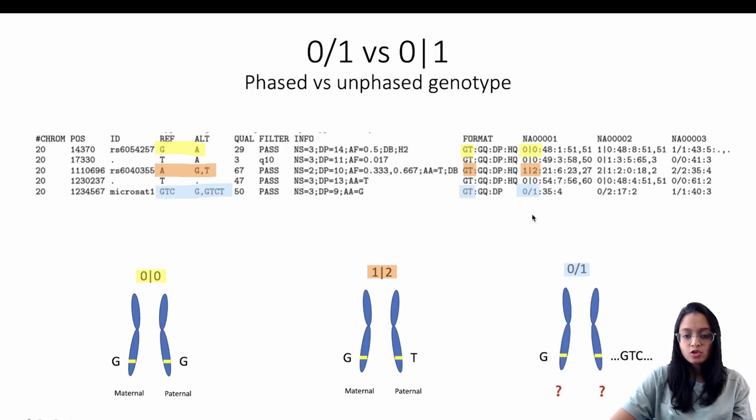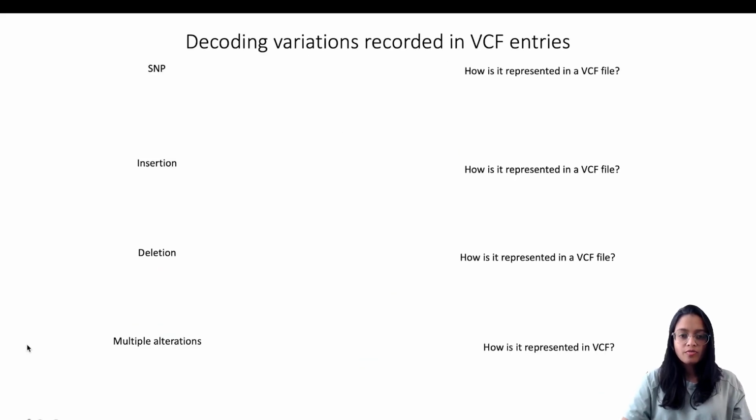In the case of unphased genotypes, we don't really know which chromosome the allele belongs to. In this case, one of the alleles has bases GTC, which matches the reference allele at that position, and the other allele matches the first alternate allele, that is G, at that position. But we don't know whether the allele having bases GTC belongs to the maternal chromosome or the paternal chromosome. So now let us look at how variations are recorded in VCF entries.